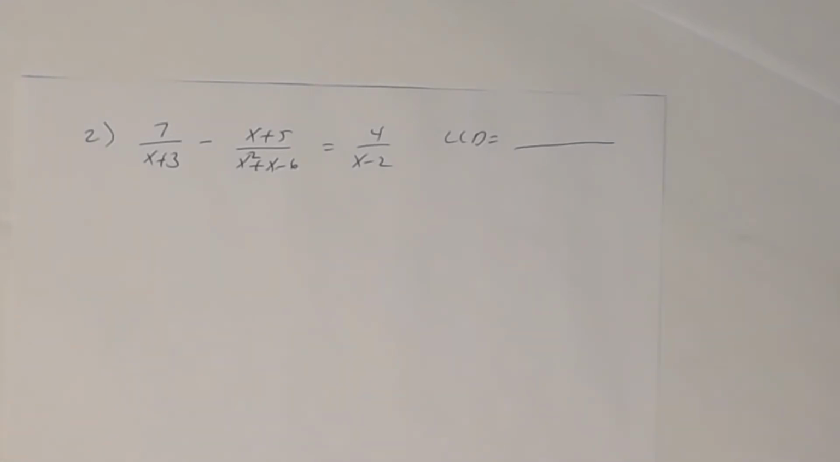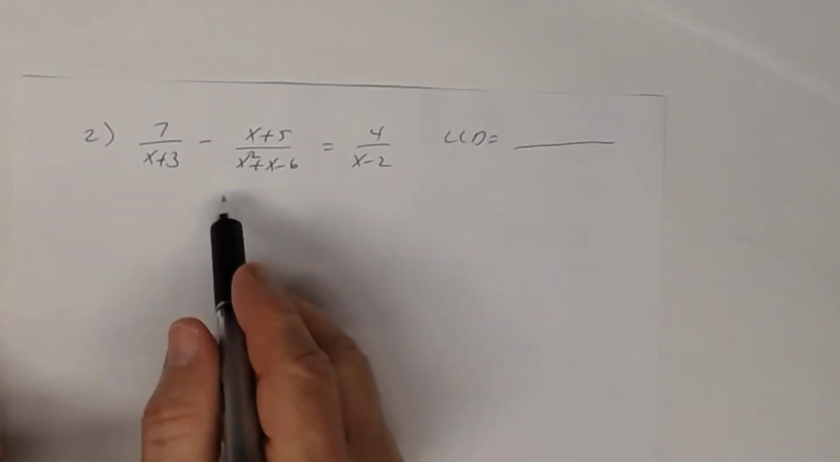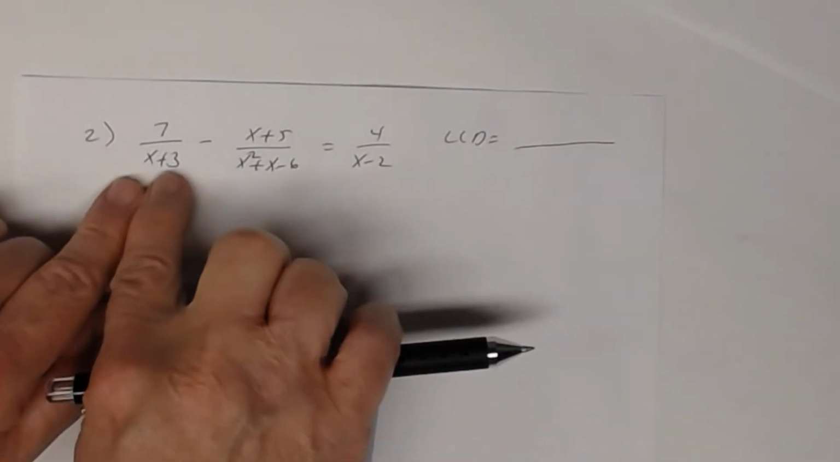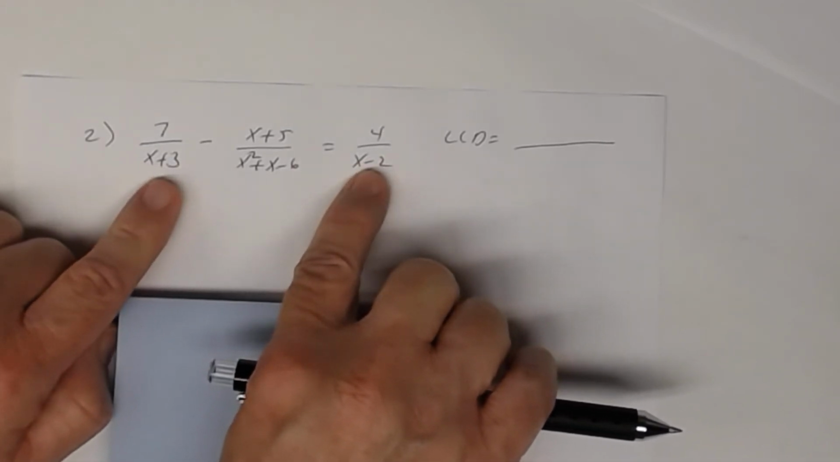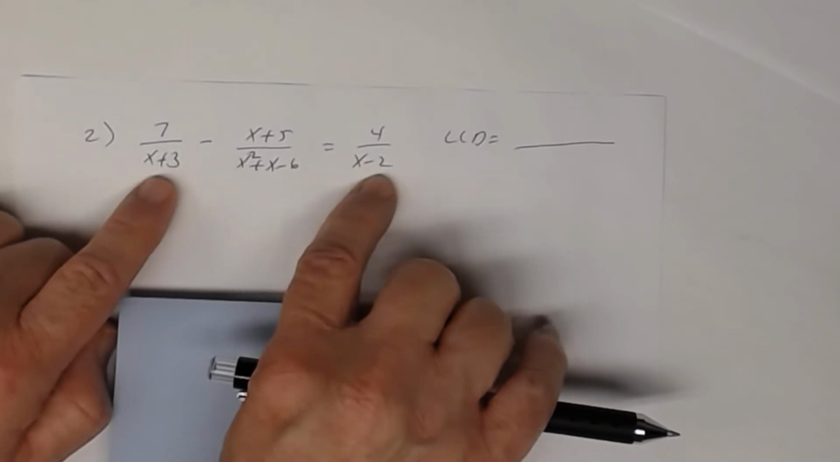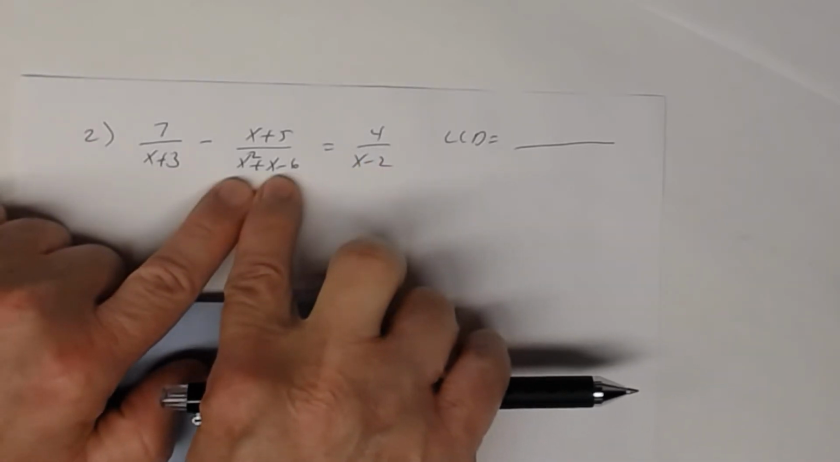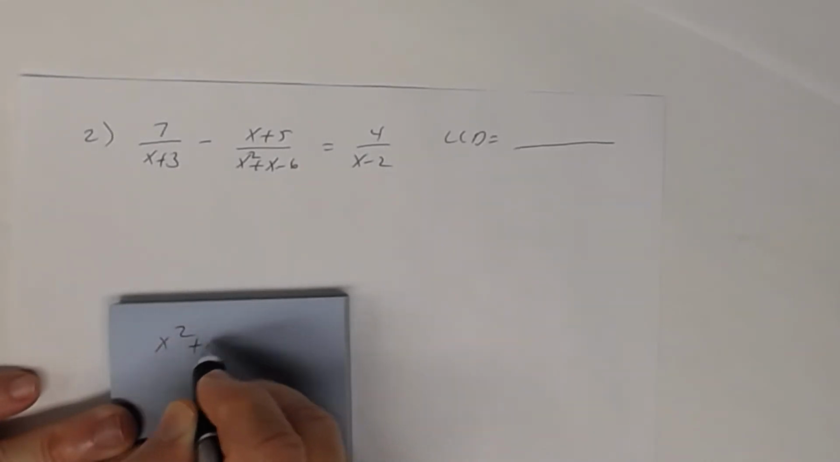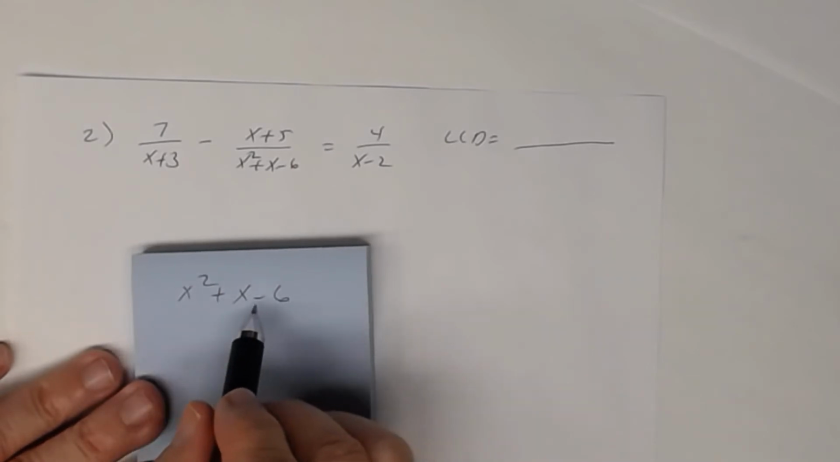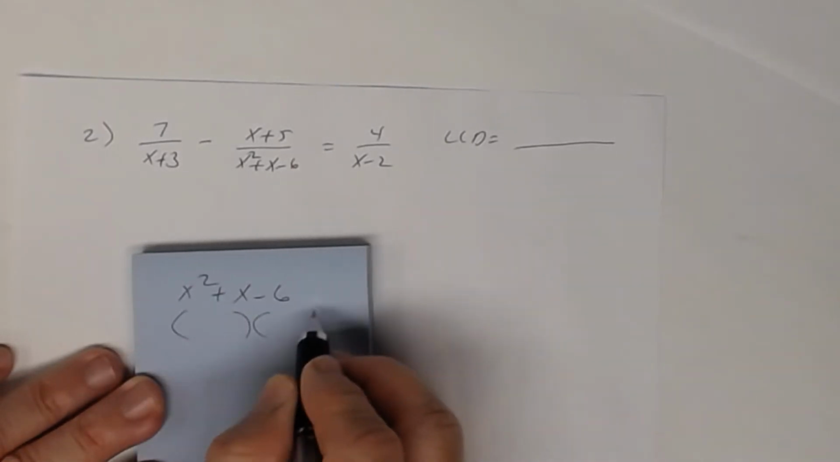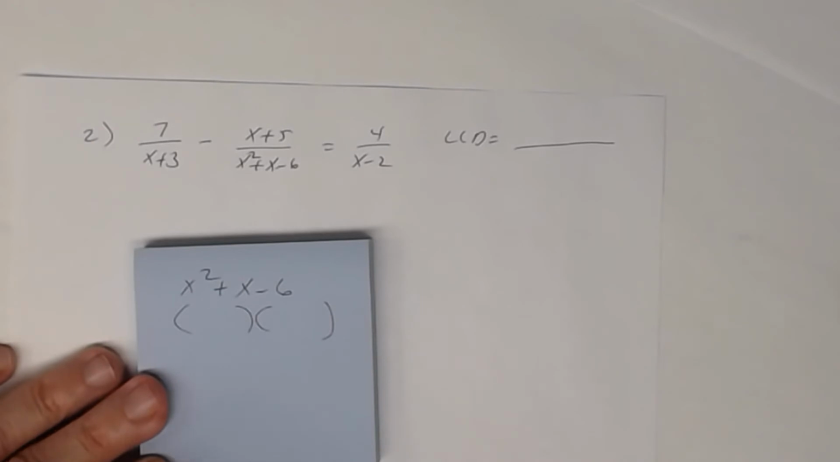Now, just a reminder, as we discussed either in class or, if you're taking this online, in the videos that were provided to you, when you get to this situation, you have this linear factor and you have this linear factor, and both of those linear factors are prime. You cannot factor them any further. But you have this quadratic expression right here, x squared plus x minus 6.